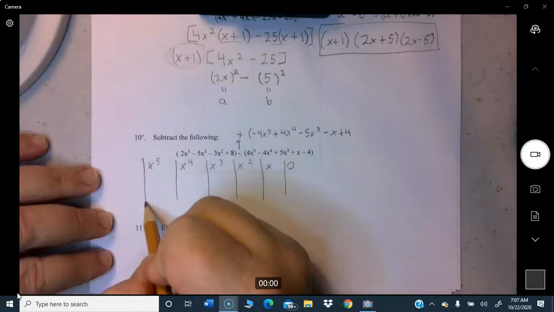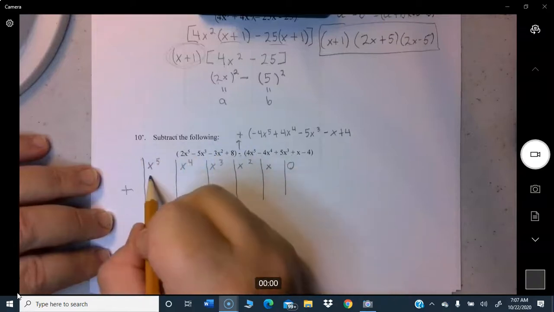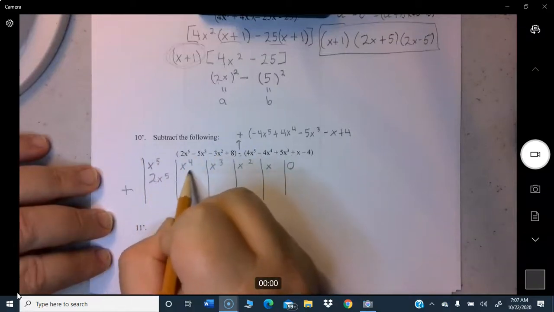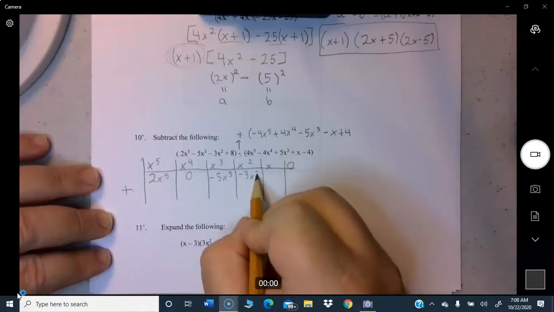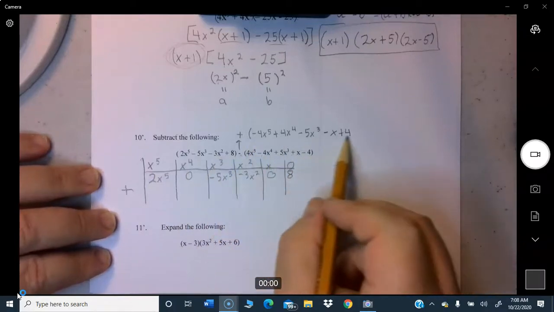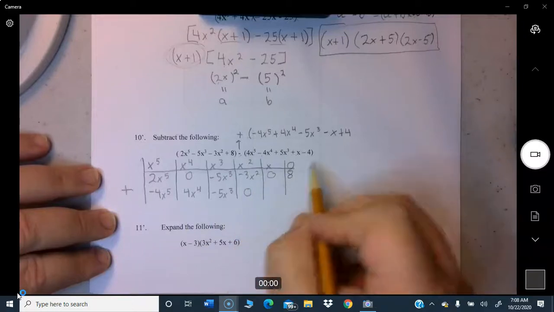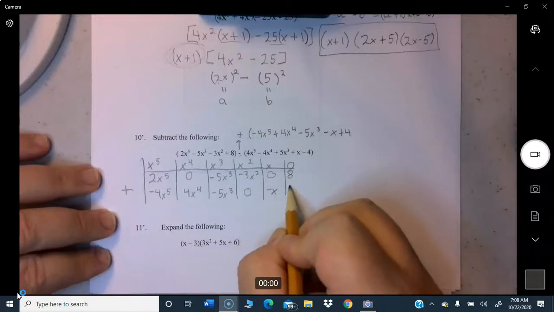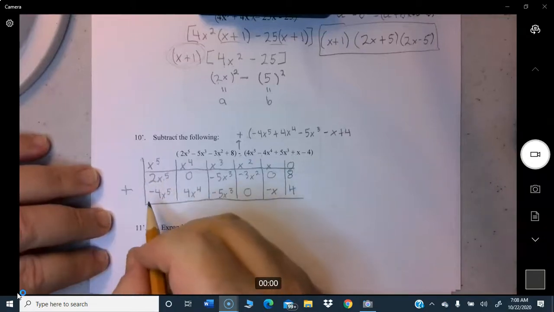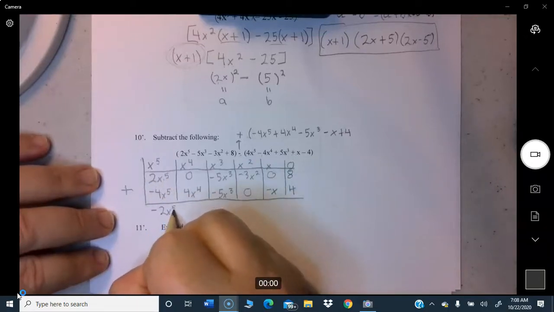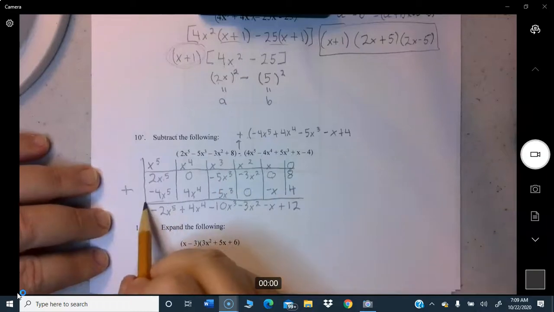So what we're going to do is come down here and we're going to add. The first polynomial remains unchanged: 2x to the 5th. There's no x to the 4th term. I'm going to draw a line here also. And now we're going to come over and take this. No x squared term. And now we add 2x to the 5th minus 4x to the 5th. Okay, and that's your final answer.